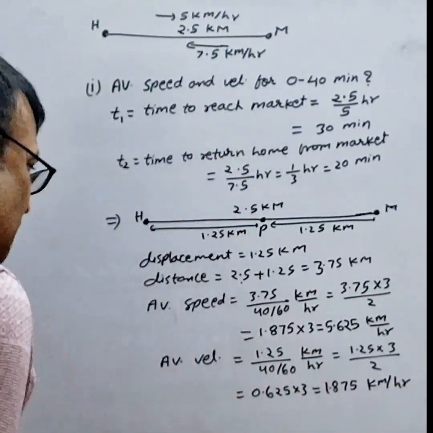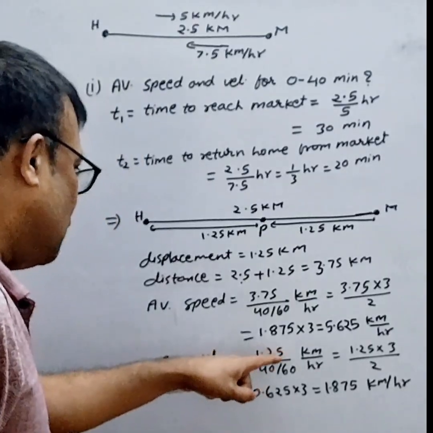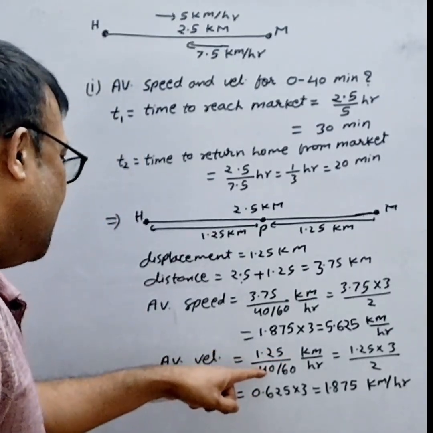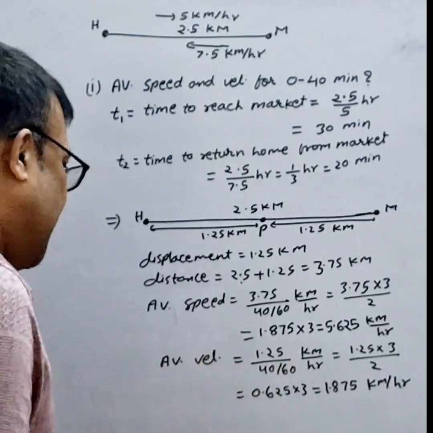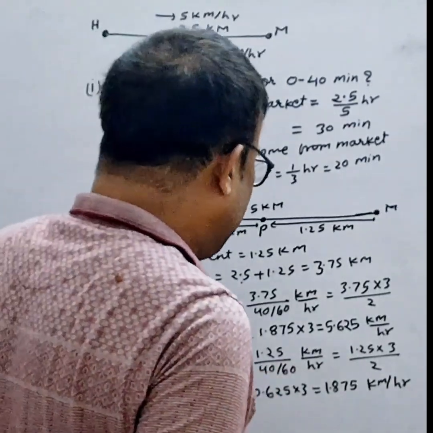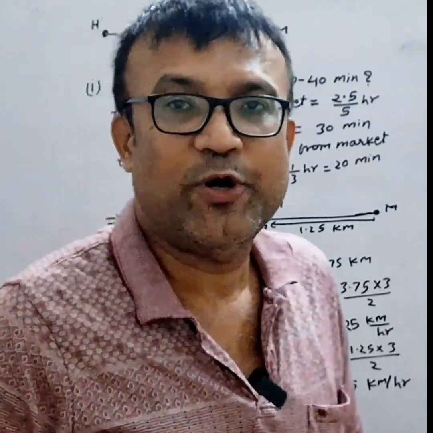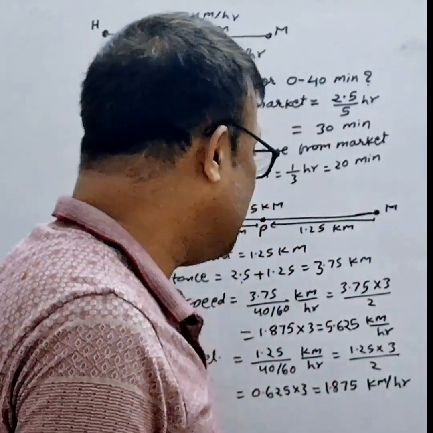And average velocity will be displacement upon time, means 1.25 divided by 40 minutes, which will be 40 by 60 hours. And if we solve it, we get the answer 1.875 kilometer per hour. So average velocity will be 1.875 kilometer per hour.